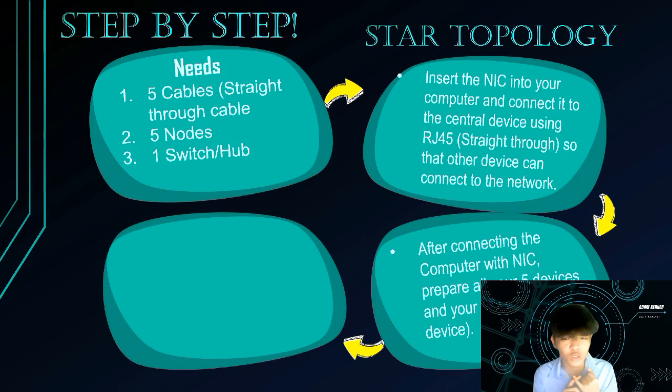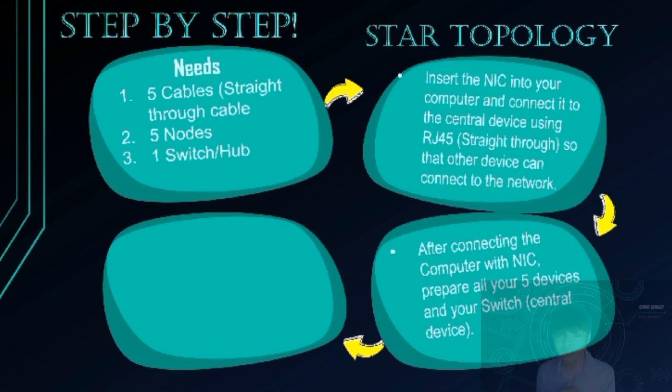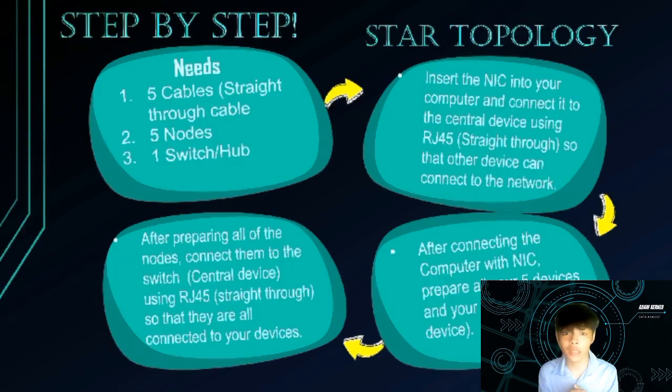Next, after connecting the computer with the NIC, prepare all your 5 devices and your switch as your central device. After preparing all of the nodes, connect them to the switch or the central device using RJ45 straight through so that they are all connected to your device.